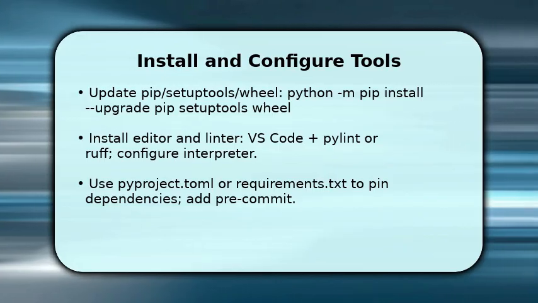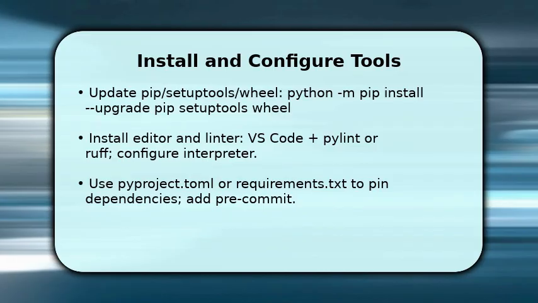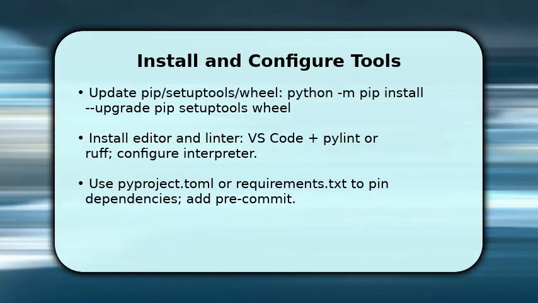Then install your editor and linter, VS Code plus Pylint or Ruff, then point the editor at your virtual env interpreter so code executes correctly. Use pyproject.toml or requirements.txt to pin dependency versions. This ensures reproducible environments. Add pre-commit hooks to run linters and tests automatically.